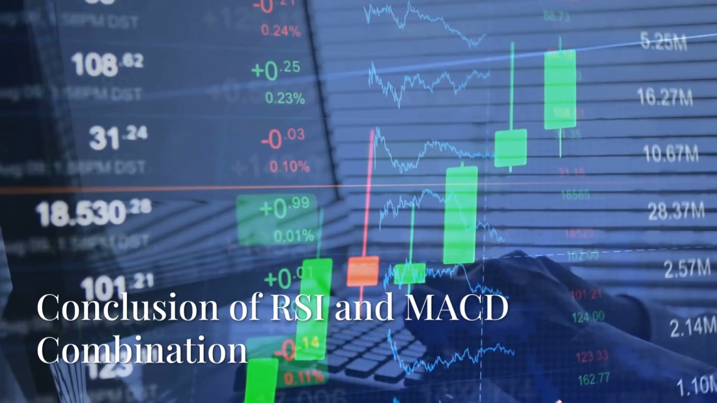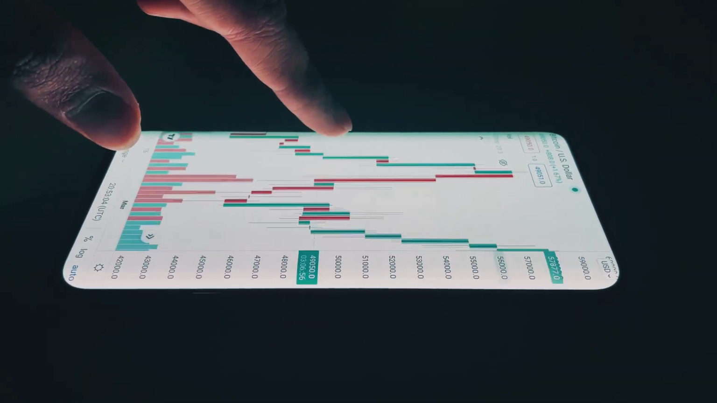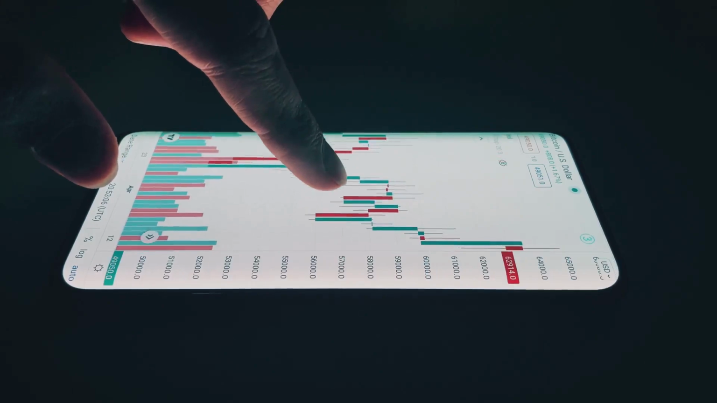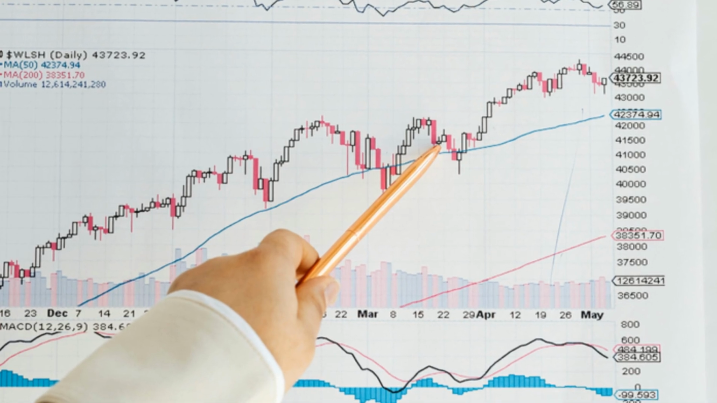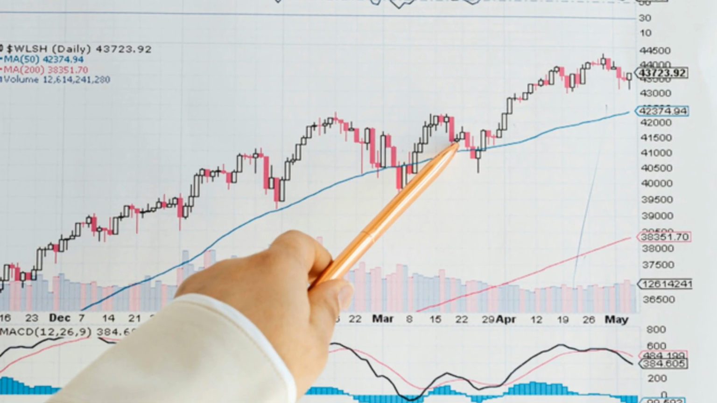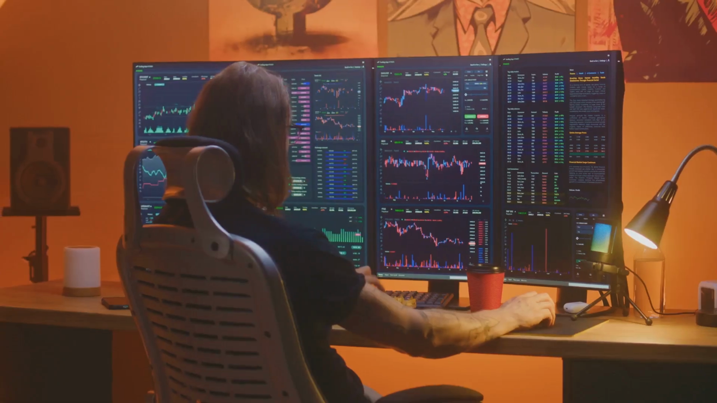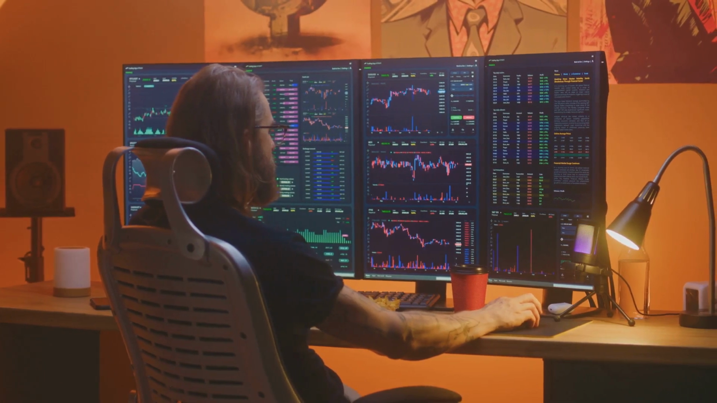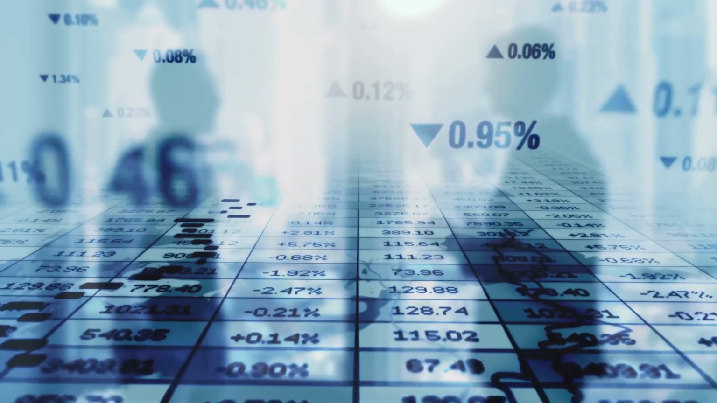Effectively combining RSI and MACD can really enhance a trader's ability to accurately identify trading opportunities, confirm market momentum, and manage risks proactively. By systematically leveraging RSI and MACD alignment, spotting divergences, and applying strategic risk management practices, traders can confidently optimize their trading outcomes and achieve sustained profitability over time.